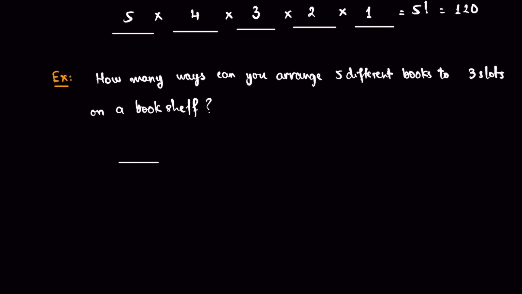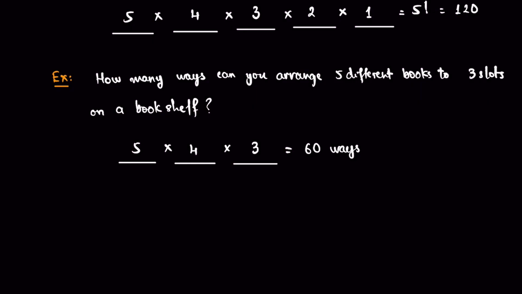So remember, in this case, we only have 1, 2, and 3 slots. For the first slot, there are 5 different choices. For the second slot, you only have 4 different choices of book. And for the last slot, there's only 3 different choices. So you do multiplications now, and that's going to give you 60 different ways that you can arrange 5 different books to 3 slots on the bookshelf.